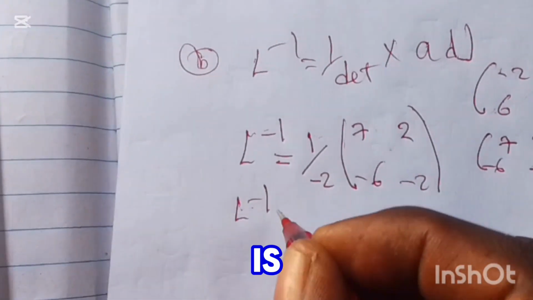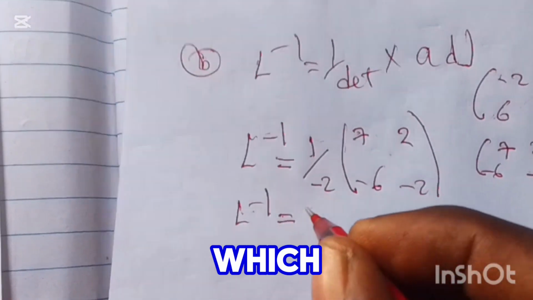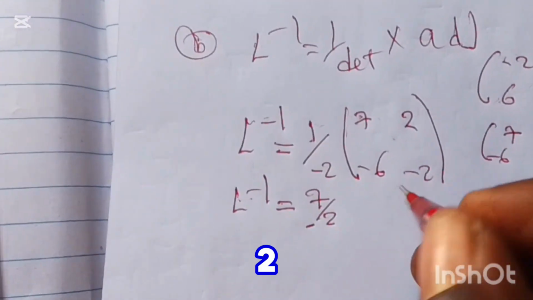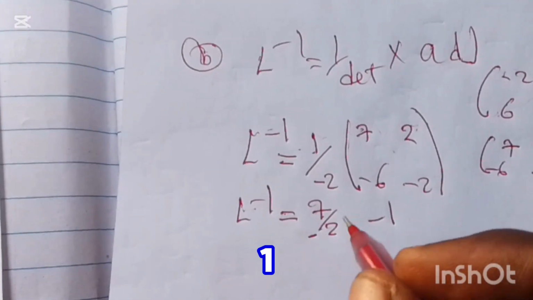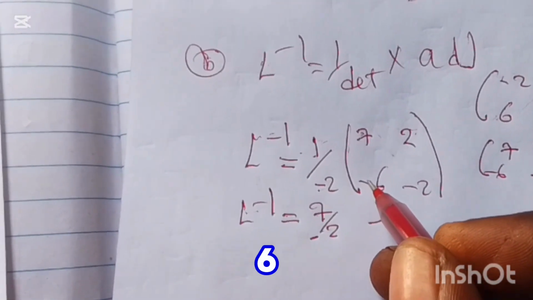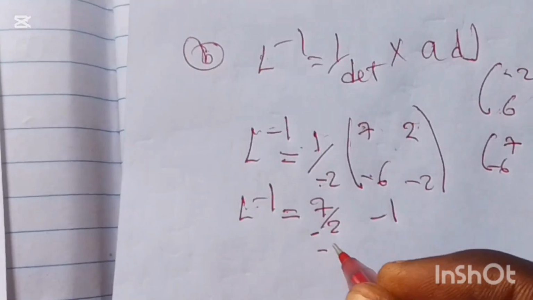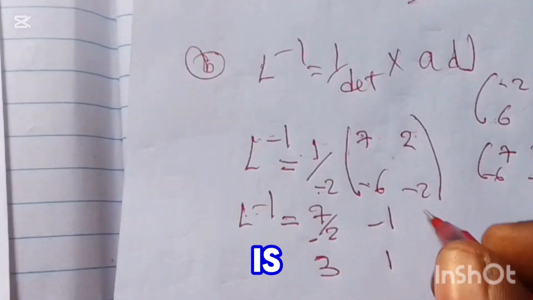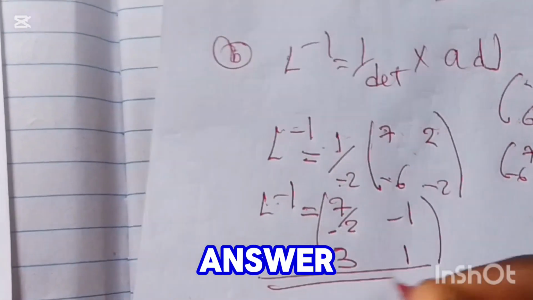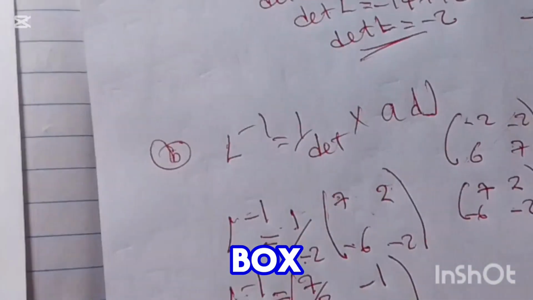So the inverse of L is equal to 1 multiplied by 7, which is 7 over -2. Then 1 multiplied by 2, which is 2, divided by -2, which is -1, and then 1 multiplied by -6, which is -6, divided by -2, which is 3, and then 1 multiplied by -2, which is -2, divided by -2, which is +1. So this is the answer. If you haven't understood, please click on the comment box. So let's proceed to the next question.